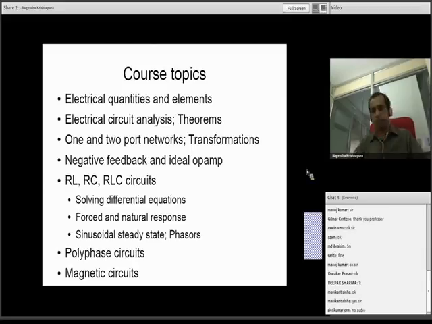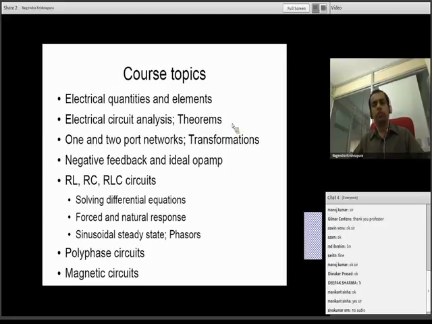Then, after we discuss electrical quantities and elements, we will see how to analyze circuits. Again, at some level, for very simple circuits, you would be familiar with this, but we will see how to scale it up for large circuits, which could be arbitrarily large.